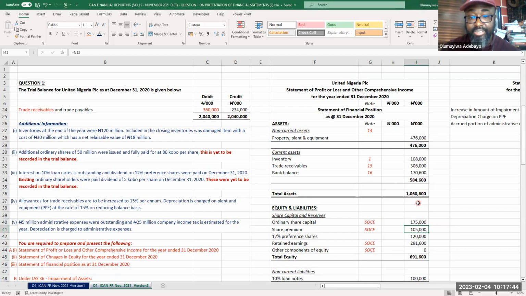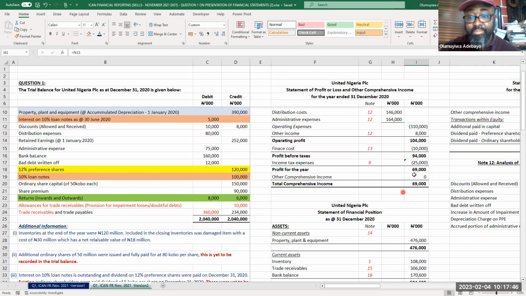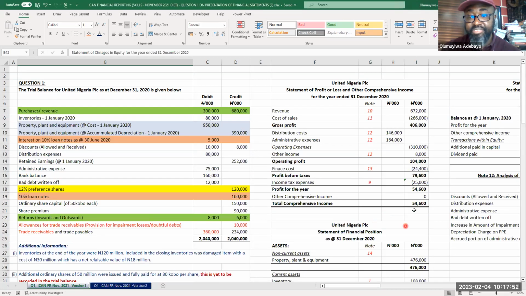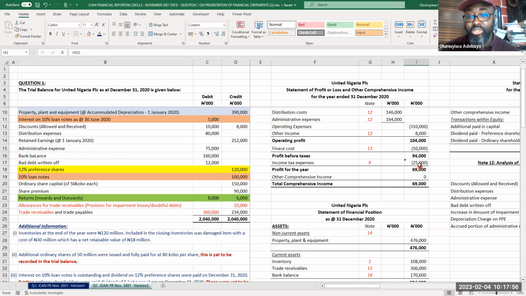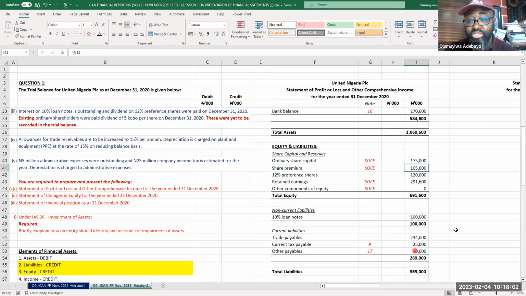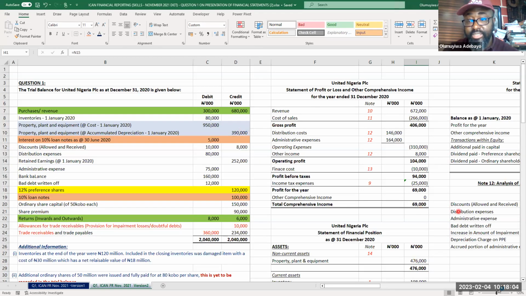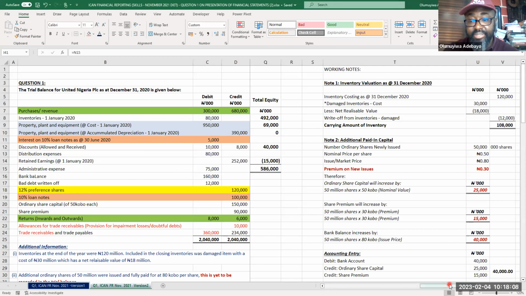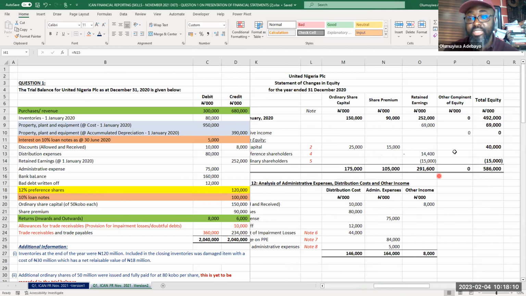And we see I have the same thing. The only difference is that the profit will be different. If you check, the profit before is 54,600. Now the profit is 69, because the finance cost has been reduced and it is taken as a distribution within the statement of changes in equity, as you can see here.